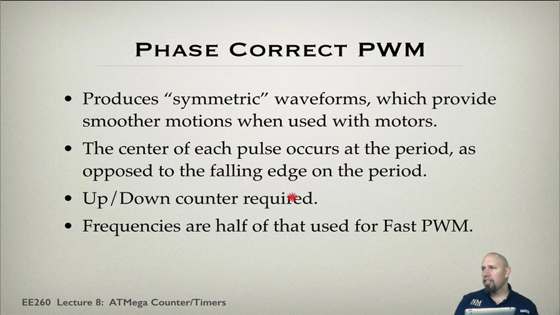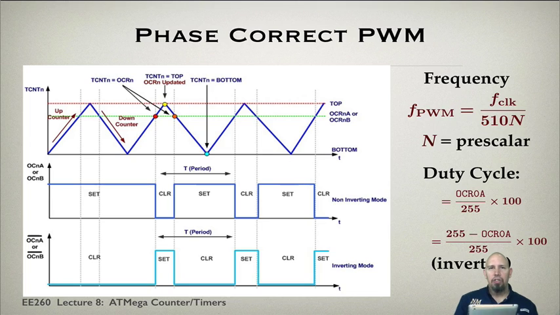In this case, instead of just counting up all the time, it actually counts up and then counts down. So we have a different kind of counting that's needed. And so as a result, the frequencies are basically half of that used for fast pulse width modulation. So that's what it is in words. Here we have it in terms of a diagram. So again, we're counting up and then we count down. We count up and we count down. And so wherever we have our output compare value, wherever it crosses this triangle wave, when it crosses going up, it clears. When it crosses going down, it sets.